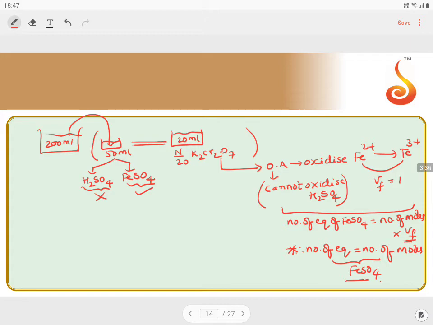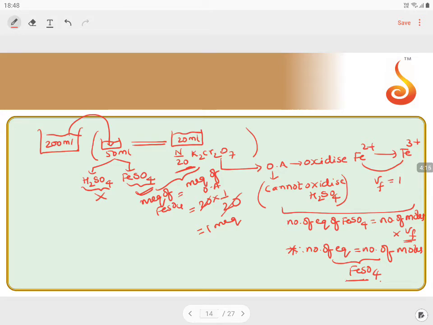Now when FeSO4 and K2Cr2O7 react with each other, the milliequivalents of FeSO4 should equal the milliequivalents of the oxidizing agent K2Cr2O7, which is 20 into 1/20, since N/20 can be written as 1/20. That equals 1 milliequivalent. So the milliequivalents of FeSO4 is 1.